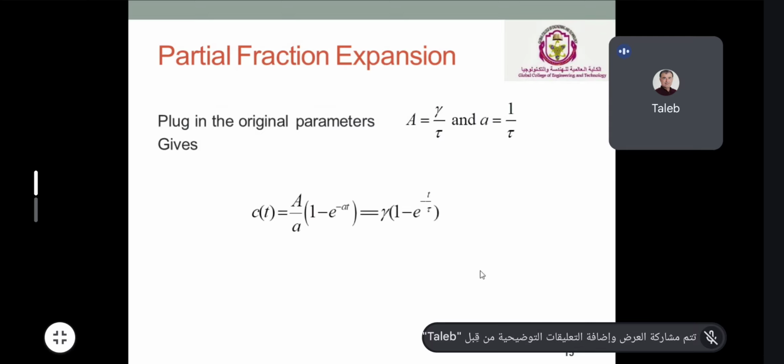So what is the time constant? Yeah, there are some concepts that I want to introduce now. So this is the general solution for the first order system. As you see, there are two components, two parameters. Capital A is about the input, and small a is about the system itself. Small a is the inverse of tau. Tau is the time constant.